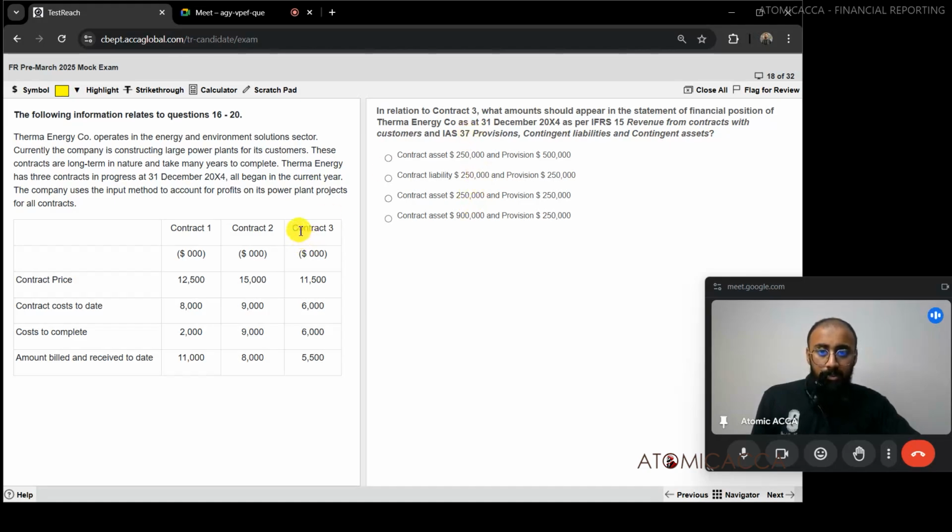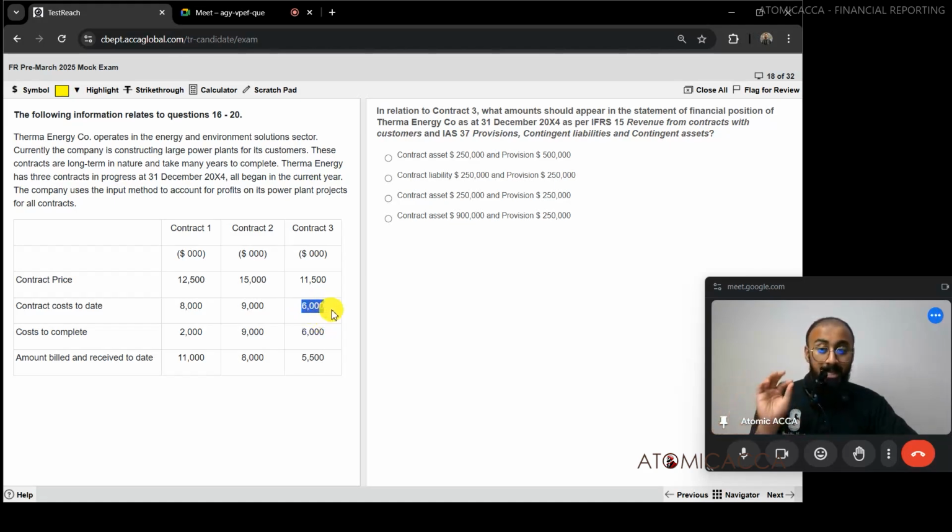In relation to contract 3, what amount should appear in SOFP for Therma Energy at 31st December X4 as per IFRS 15 and IAS 37, provisions, contingent assets and liabilities? Okay, what do they want? Contract asset, provision, contract liability, provision, contract asset, provision. Okay, let's see. Step number 1, we need to find out the progress percentage completion. 6,000 plus 6,000 means 12,000 is the total cost. 6,000 is cost incurred. That means 50% is complete.